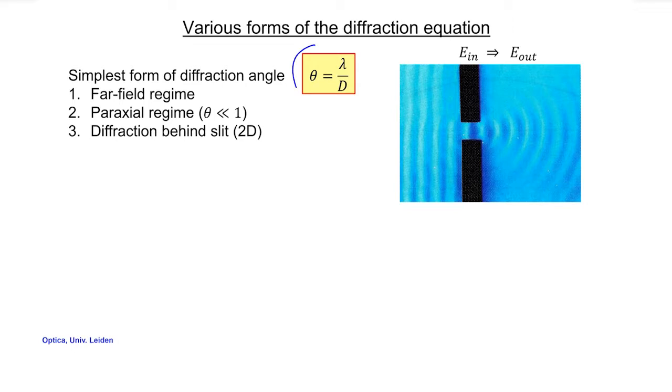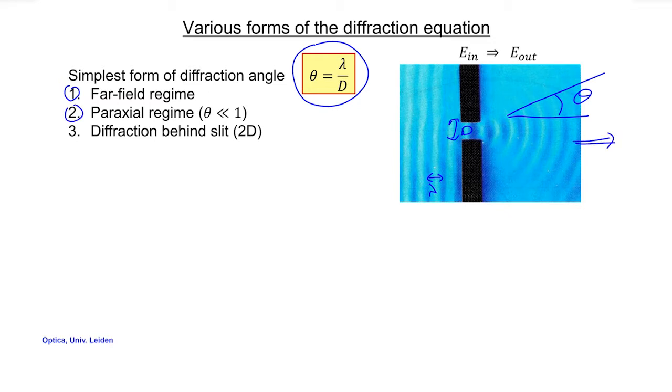I already introduced this simple form of the equation of diffraction, which shows the relation between the opening angle of the diffracted wave in relation to the size of the aperture and the wavelength of the wave incident on the slit. This equation is only simple if you satisfy three criteria. First, you have to be far away from the slit.